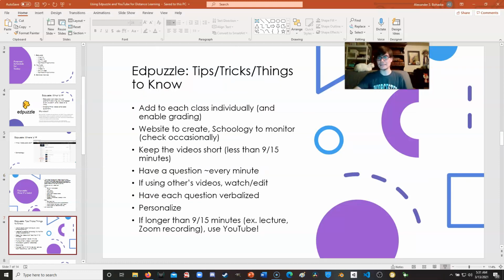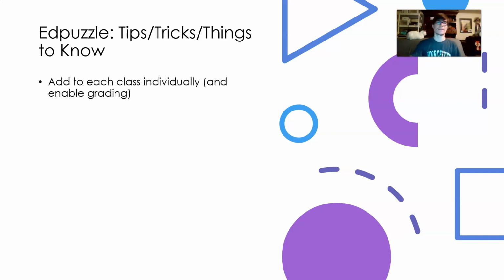But that isn't the whole picture, because there are some tips and tricks that I have learned from my experiences using Edpuzzle in my class and then getting feedback from my students. I've already mentioned this one, but again, make sure that you are adding the Edpuzzle to each class individually. If you try to copy it over, it won't work for the other classes. And also make sure that you enable the grading, and then you can put in your grade, due dates, and all of that, or else again, the students will get an error message.